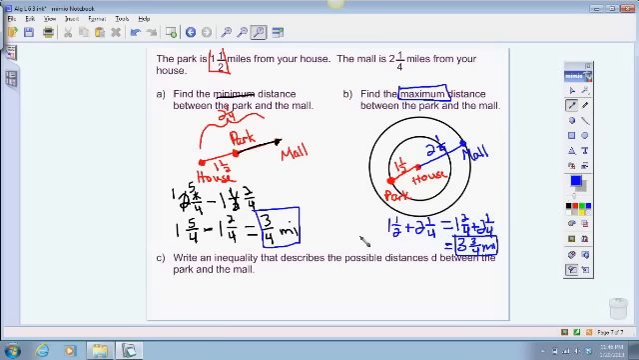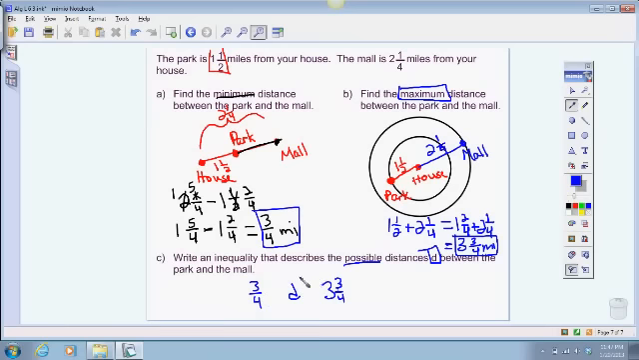Part C here then wants us to write an inequality that describes the possible distances D between the park and the mall. Well, we decided that it can be no less than 3/4 of a mile. That's the smallest distance it can be. But we also said our maximum distance is 3 3/4. So hopefully it makes sense that the distances D here have to fall in between these two. They're not going to be any less than 3/4 or any bigger than 3 3/4.